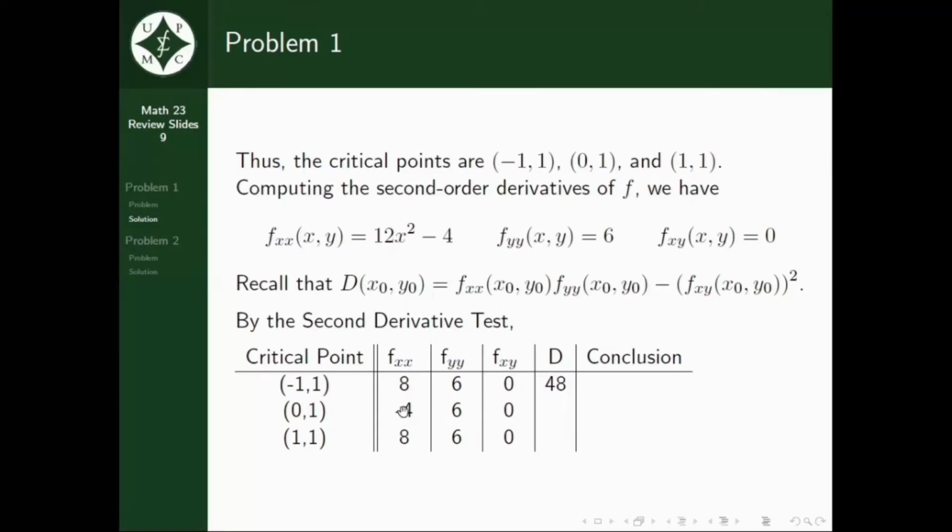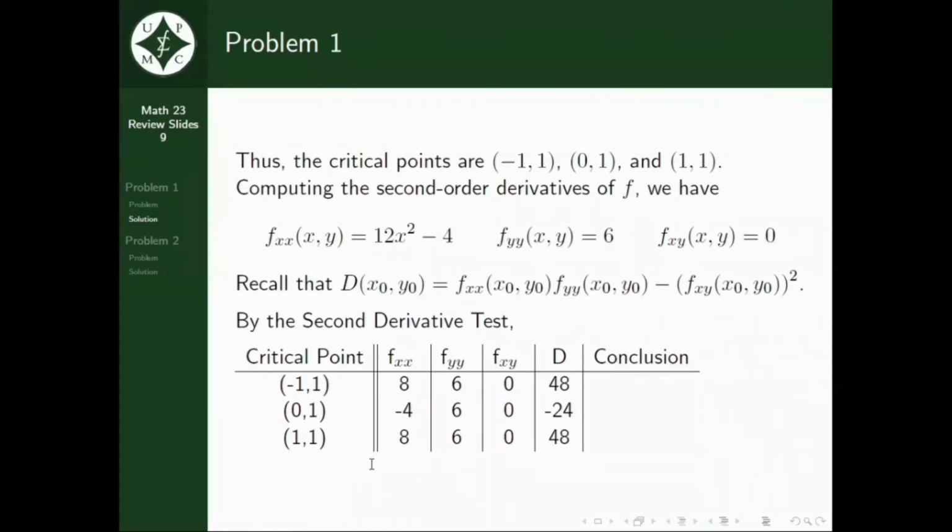So multiply negative 4 and 6. We have negative 24 minus 0 squared, so it's equal to negative 24. And lastly, what is the value of d at 1, 1? It's equal to, correct, it's 48. Okay, now let's just have first a recall.